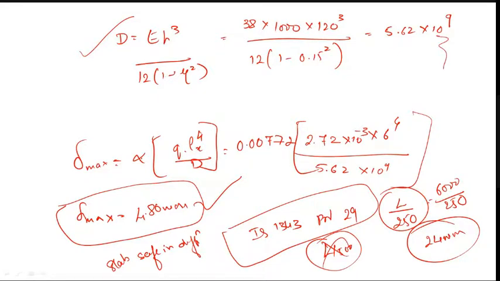Later on, substitute the values of S, Q, L, D and you will get the deflection, 4.80, and check whether it is under the permissible limit or not. That is L by 250, taking the span of 6000 divided by 250, so we will get the permissible deflection. Here our slab is safe in deflection.